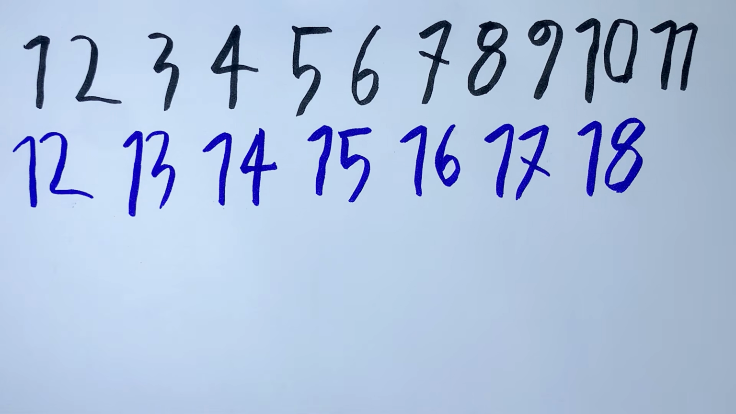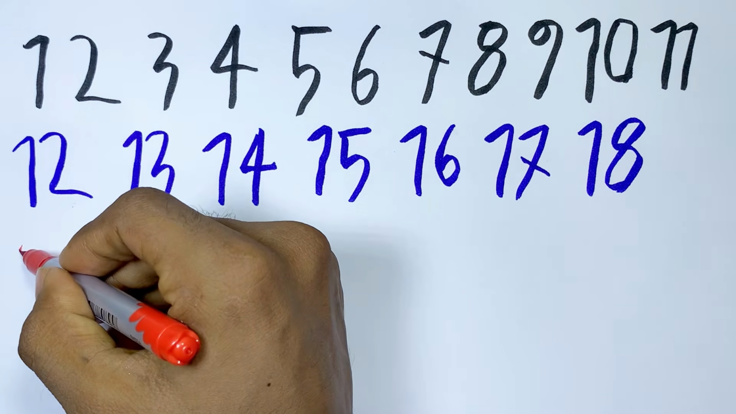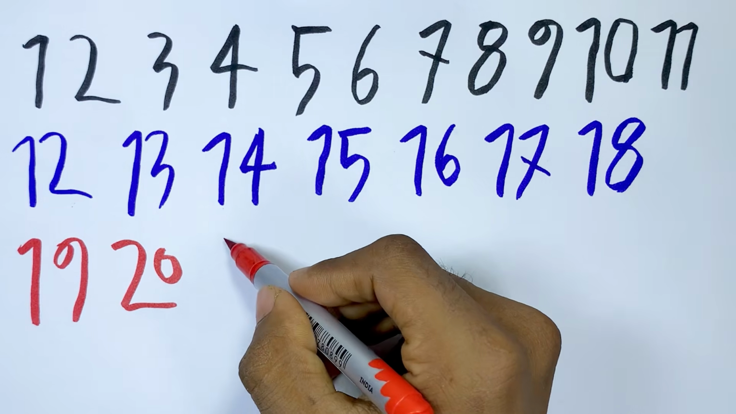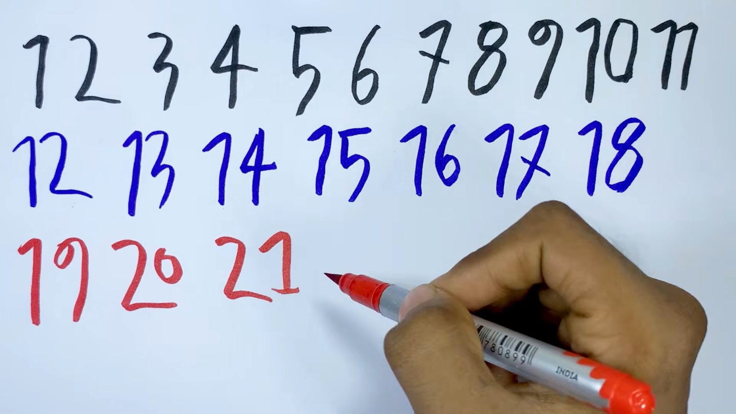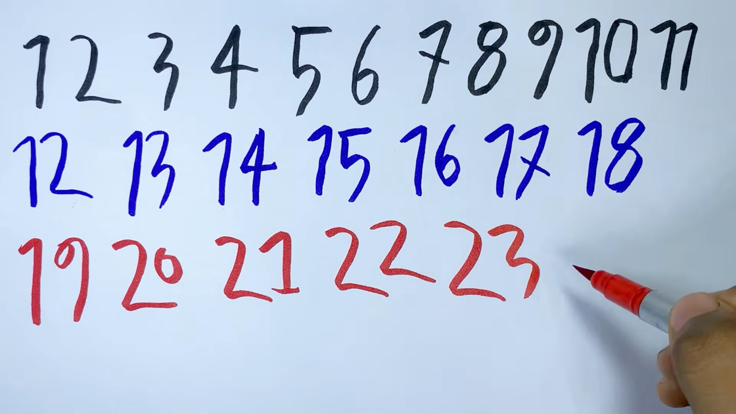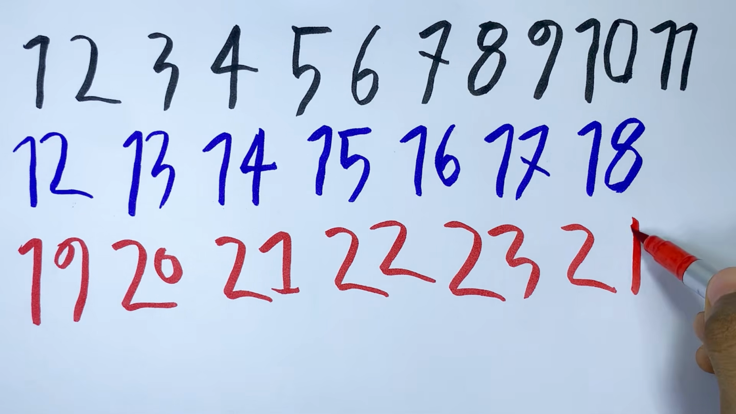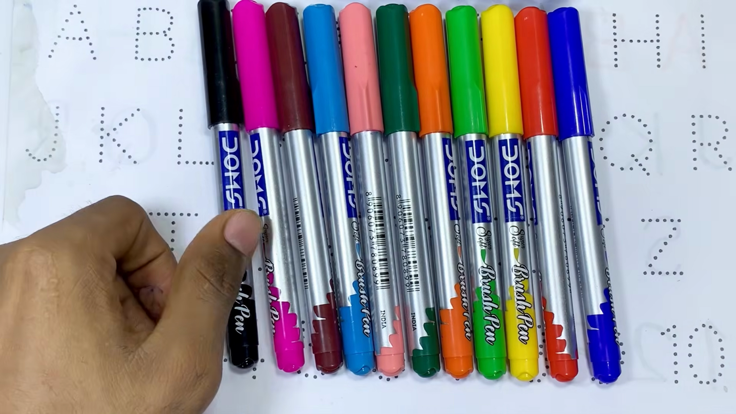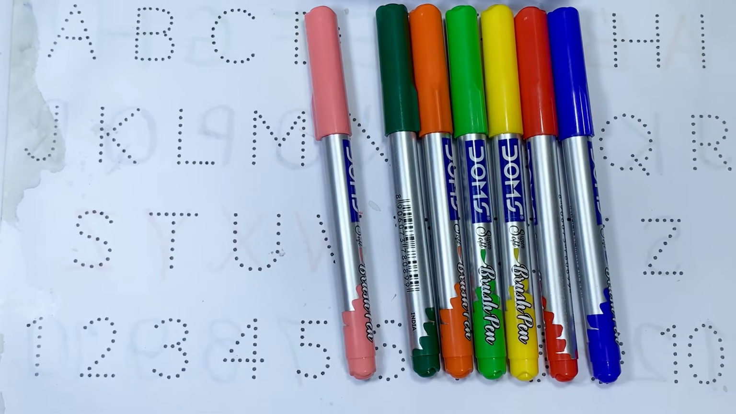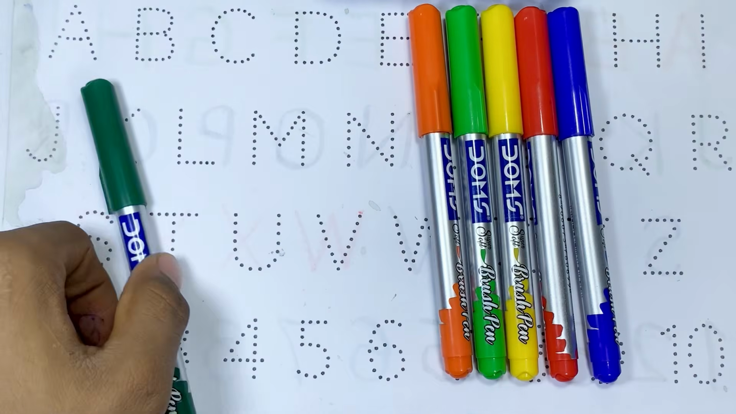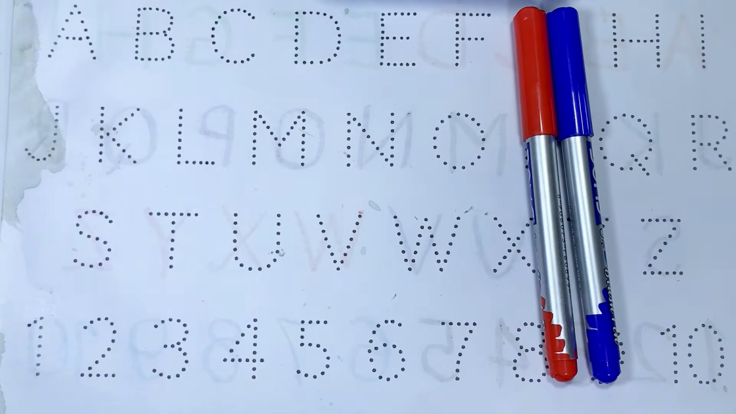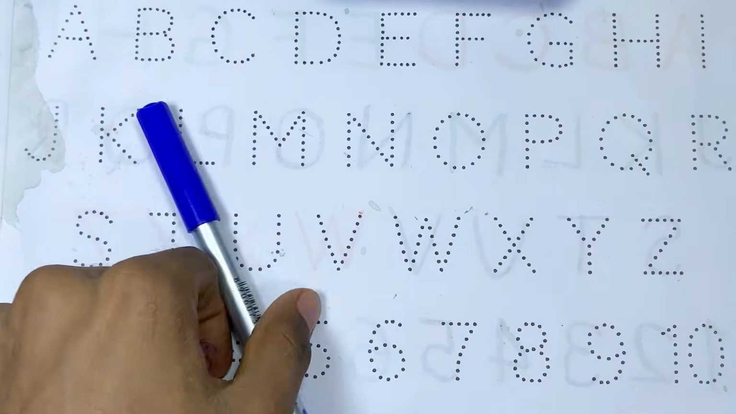The numbers of 19. 19, 20, 21, 22, 23, 24. Purple color, black color, pink color, brown color, sky blue color, light pink color, green color, orange color, light green color, yellow color, red color, and blue color.